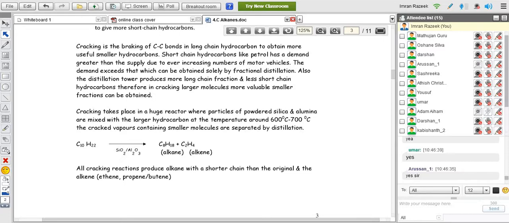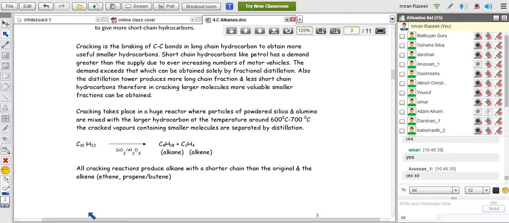So cracking takes place in a huge reactor where particles of powdered silica alumina are mixed with larger hydrocarbons at a temperature of 600 to 700 degrees Celsius. The cracked vapors containing smaller molecules are separated by distillation. Now you have the smaller molecules like alkenes, like ethene, propene, butene. That is not just wasted, rather it is used to make plastics.